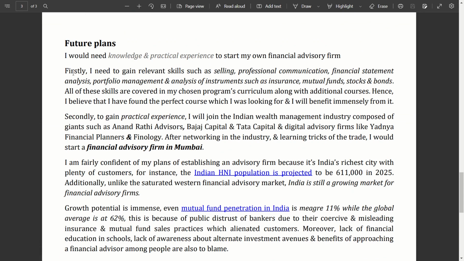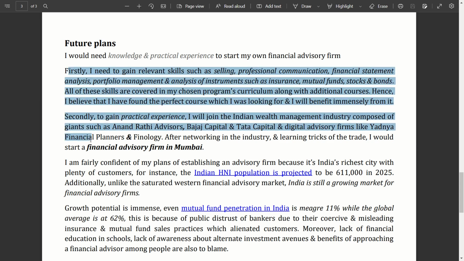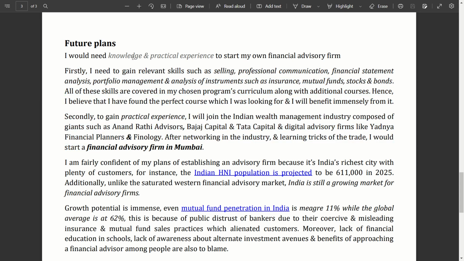Let's start with this. I would need knowledge and practical experience to start my own financial advisory firm. So here there are two reasons. In terms of knowledge, I'm going to get the knowledge from the program. So I went to the course list of the program, picked up a few courses and put them here, that these are the skills that the program will teach me, and these are required for me to be a financial advisor.